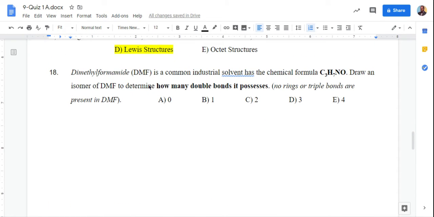Then finally, I asked you to draw an isomer of DMF. Now, maybe you didn't draw an isomer, and maybe you actually drew DMF, dimethylformamide, but you probably didn't. So as long as you made something, regardless, if you made a correct Lewis structure, you would still come up to the right answer.